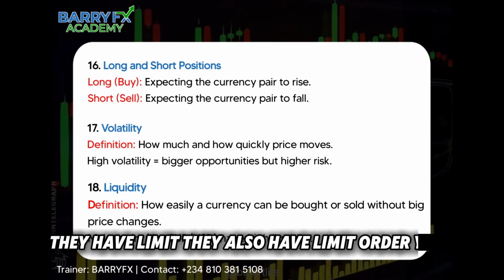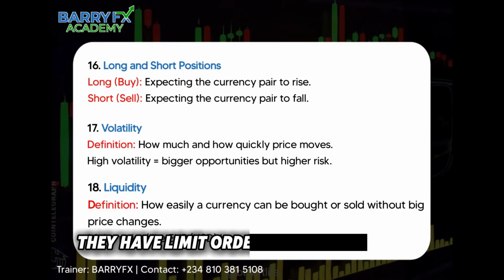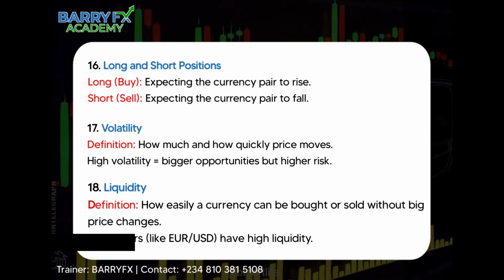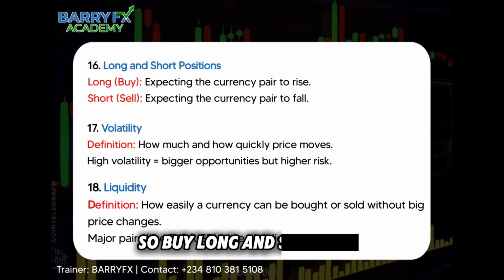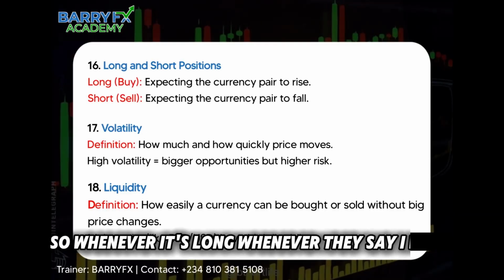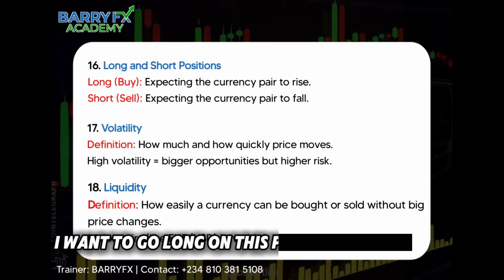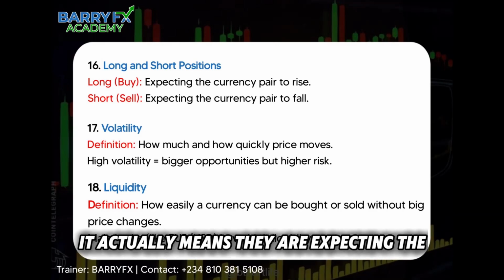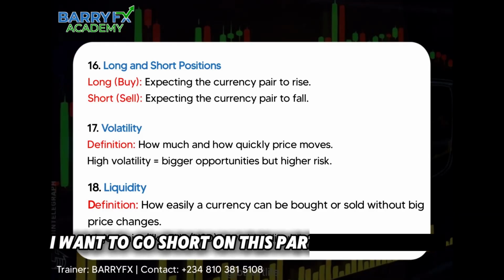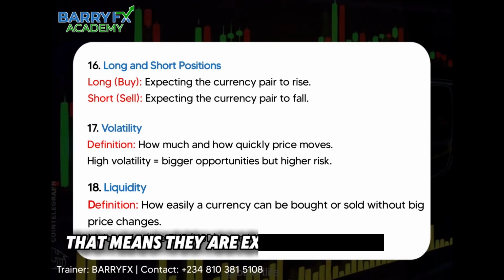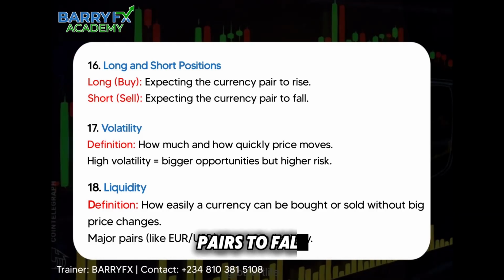They also have limit orders. Yeah, they have limit orders. They have buy stop. They have all those features in crypto as well. So buy, long, and short, sell. Whenever they say I want to go long on a particular currency, it actually means they are expecting the currency pair to rise. Then whenever they say I want to go short on this particular currency, that means they are expecting the currency pair to fall.